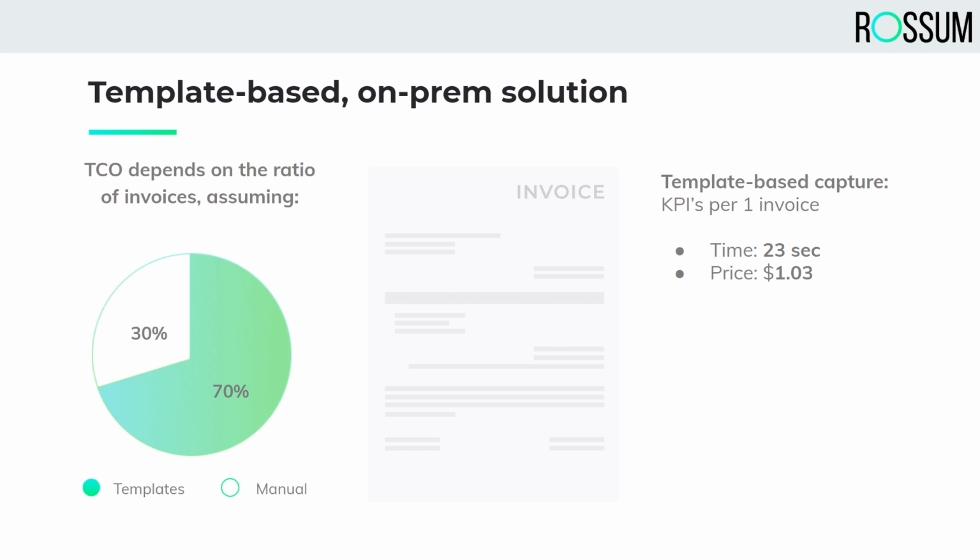For the price, there are some one-time investments. This is the implementation at the beginning and the hardware and software purchase. Every year, a license needs to be purchased, and there are fees for additional pages and updates to vendor templates, as well as maintenance that is ongoing. In the end, the total cost of this setup is $370,333 per year for 360,000 invoices, putting the price per invoice at $1.03.